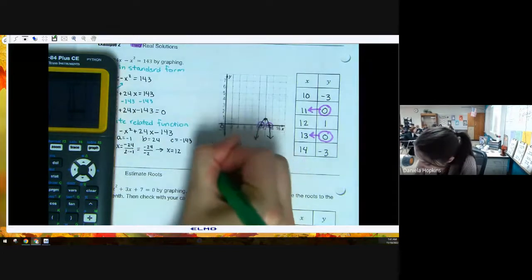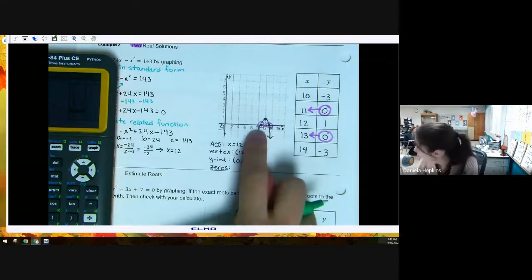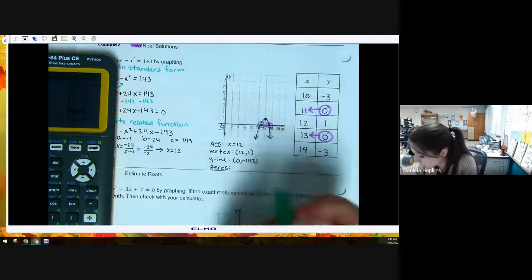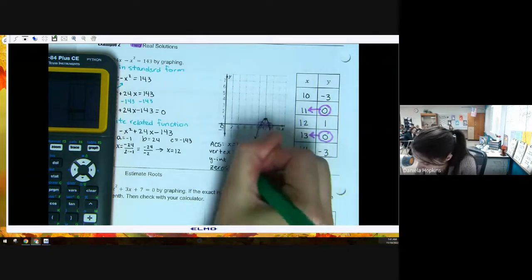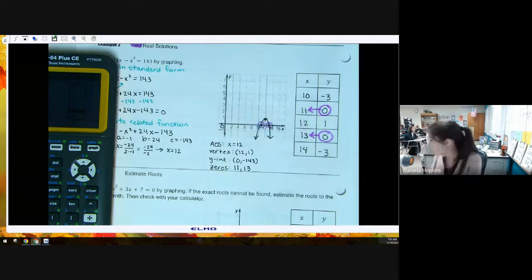And then the last thing that I'm adding on is my zeros. And so you can just list these. I have them put in multiple ways on your homework assignment. So I'm just going to list 11, 13. You could put x equals 11, 13. You could put 13, 11. Doesn't matter. I think I have all the ways to put them in.